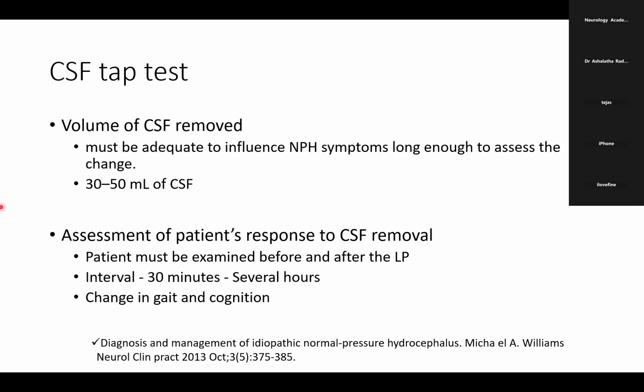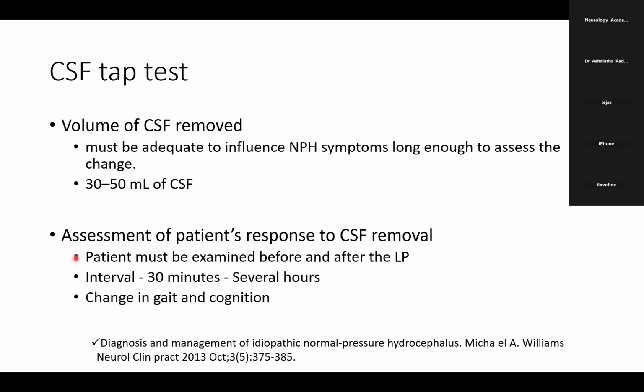The volume of CSF which should be removed in the CSF tap test must be adequate to influence the NPH symptoms and long enough to assess the change. That is, 30 to 50 ml of CSF can be tapped, and the patient must be examined before and after the LP. Ideally, the gait should be measured videographically.